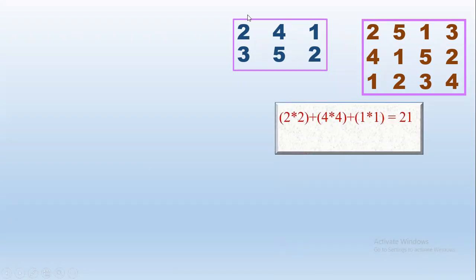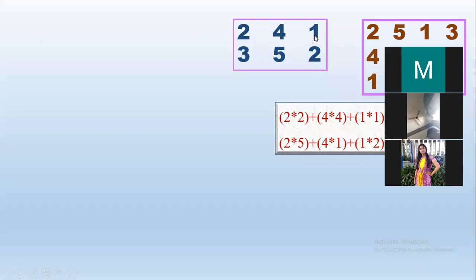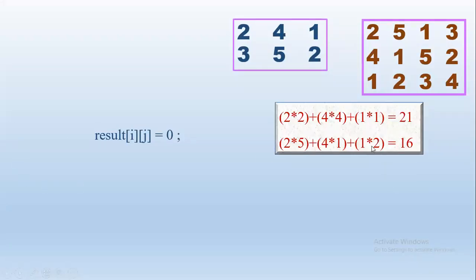So first element is this one. 2 into 2 plus 4 into 4 plus 1 into 1, which gives 21. Second element, 2 into 5 plus 4 into 1 plus 1 into 2, gives us 16. Now we have seen that the basic operation is addition. So we have to initialize with 0, because 0 is called the additive identity. So we are taking result as 0.